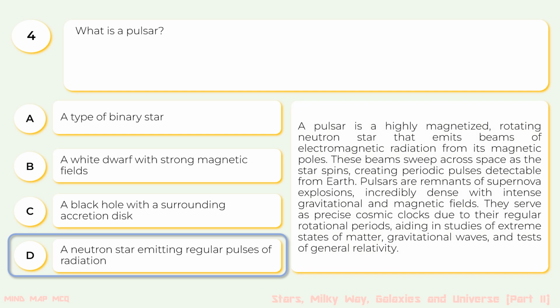A pulsar is a highly magnetized rotating neutron star that emits beams of electromagnetic radiation from its magnetic poles. These beams sweep across the space as the star spins, creating periodic pulses detectable from Earth. Pulsars are remnants of supernova explosions, incredibly dense with intense gravitational and magnetic fields. They serve as precise cosmic clocks due to their regular rotational periods, aiding in studies of extreme states of matter, gravitational waves, and tests of general relativity.